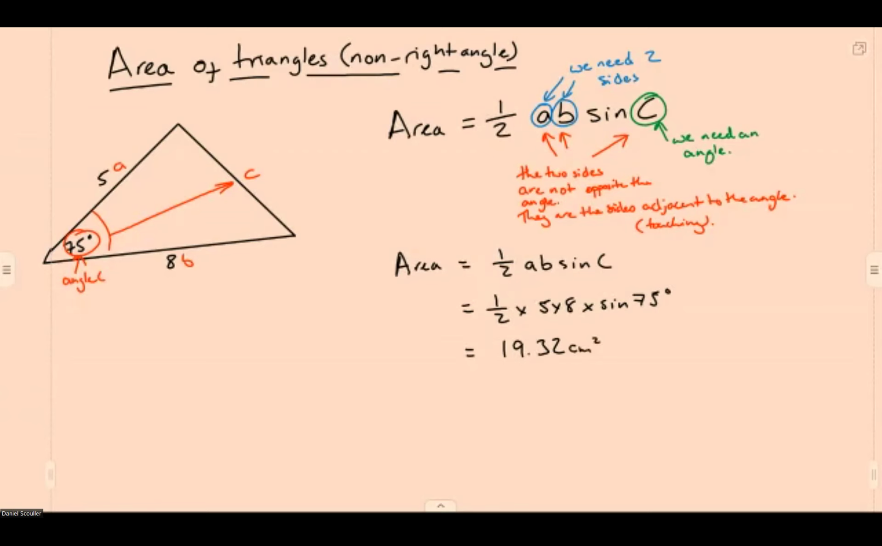Remember, area is squared. So centimeters would be the length. Area would be centimeters squared. Volume would be centimeters cubed. So centimeters squared for the area.